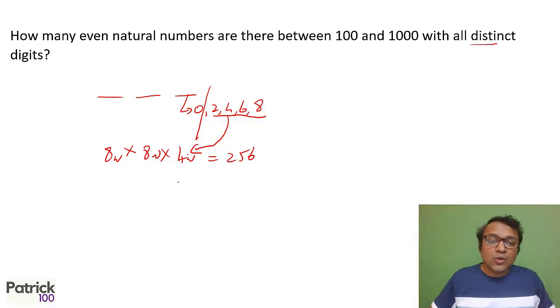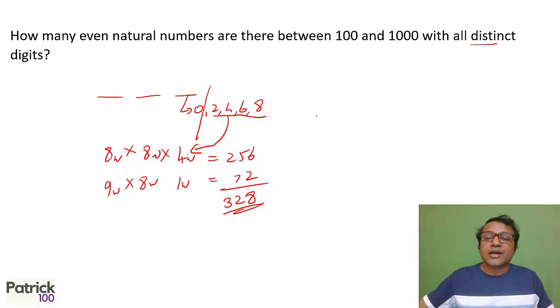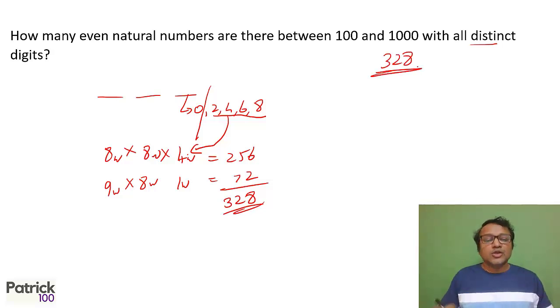Now if there is a 0 in the last digit, that means one way to get a 0. So the first place can be 9 ways because all numbers except 0 can come in the first place. The second place can be 8 ways, so the total becomes 72. If you add it up, it becomes 328. That will be the answer, 328. So with permutation and combination, break it up into cases and then try to solve, it becomes easier to solve.